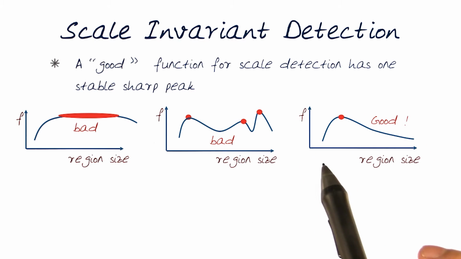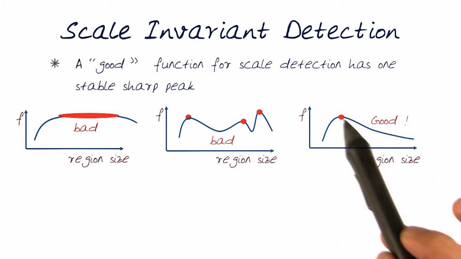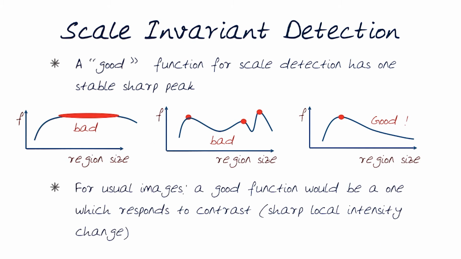We want to be able to see that as the region size gets bigger, this function gives me one peak. Again, some of the ideas here suggest that we can actually do this for most normal images. A good function would be the one that responds to the contrast or intensity changes in an image.